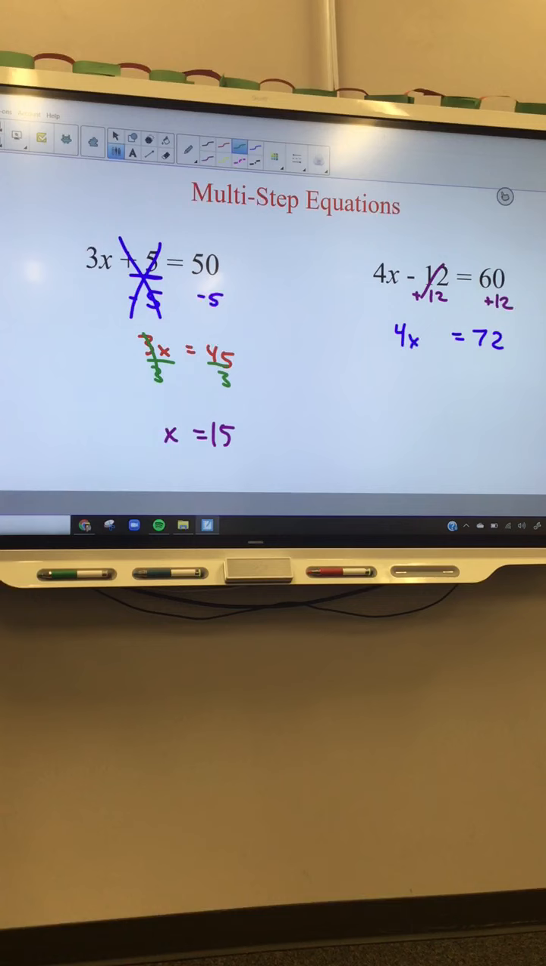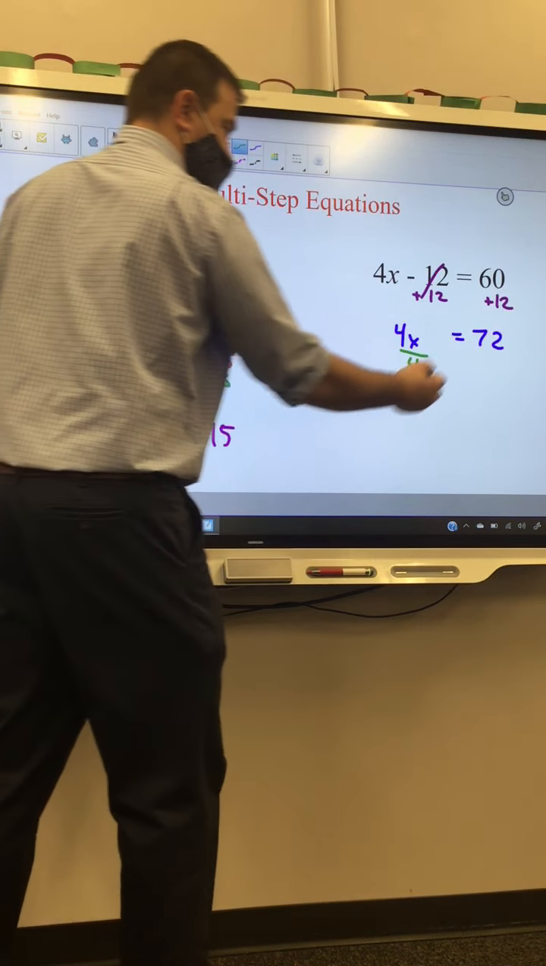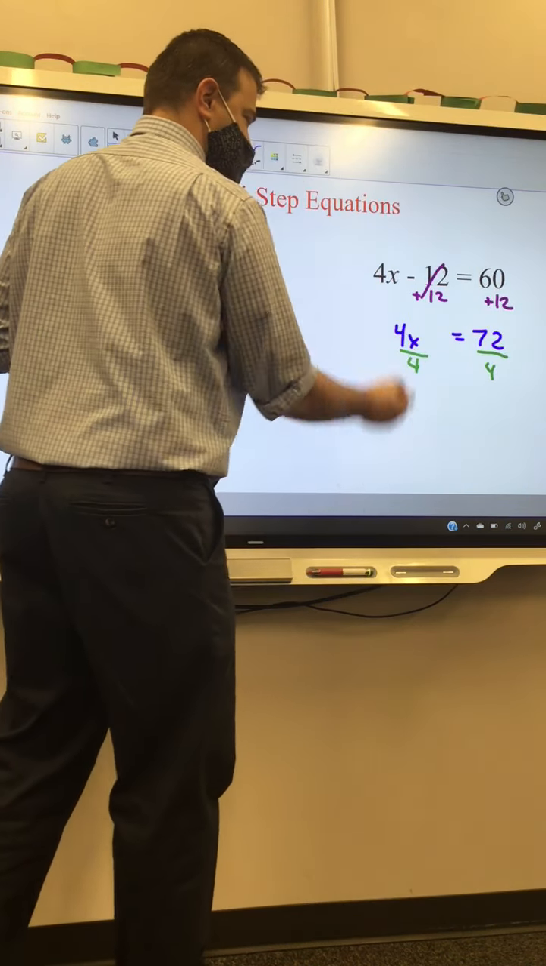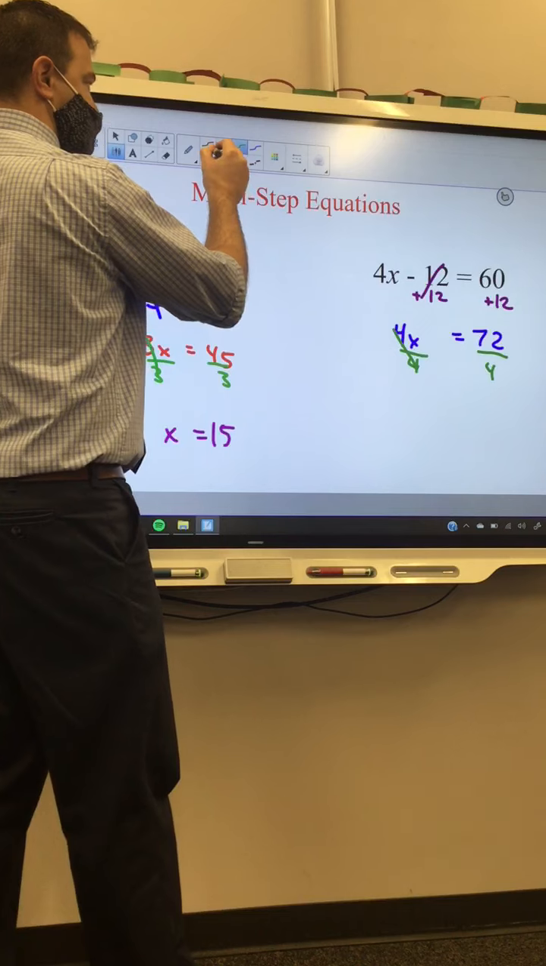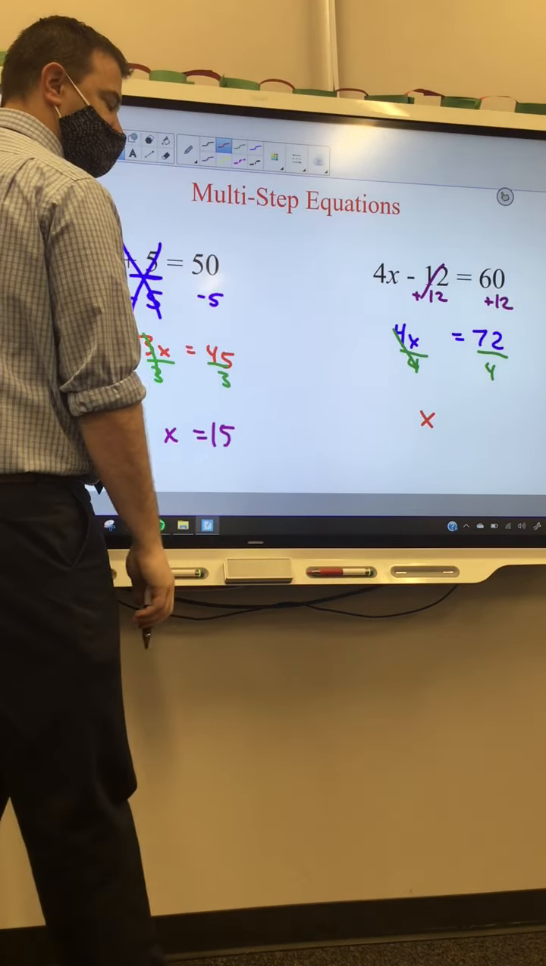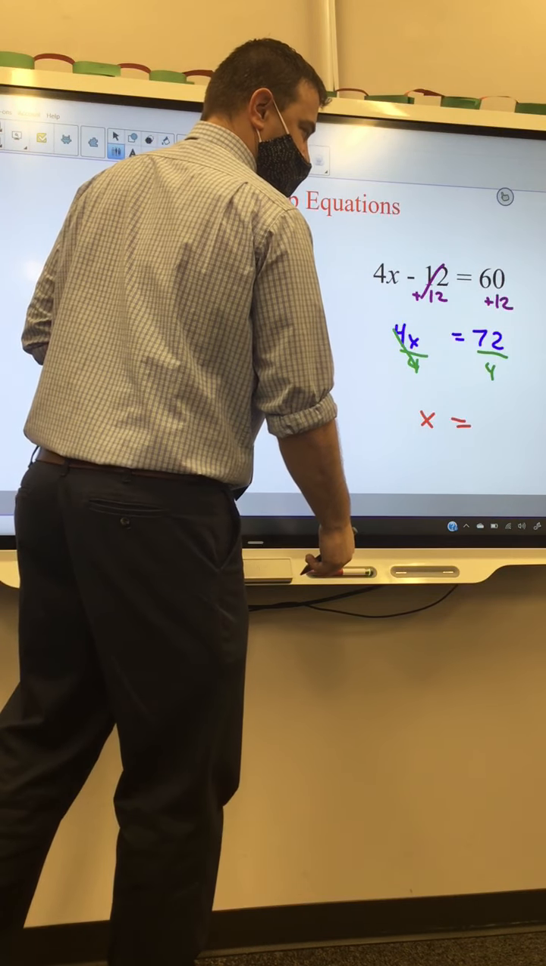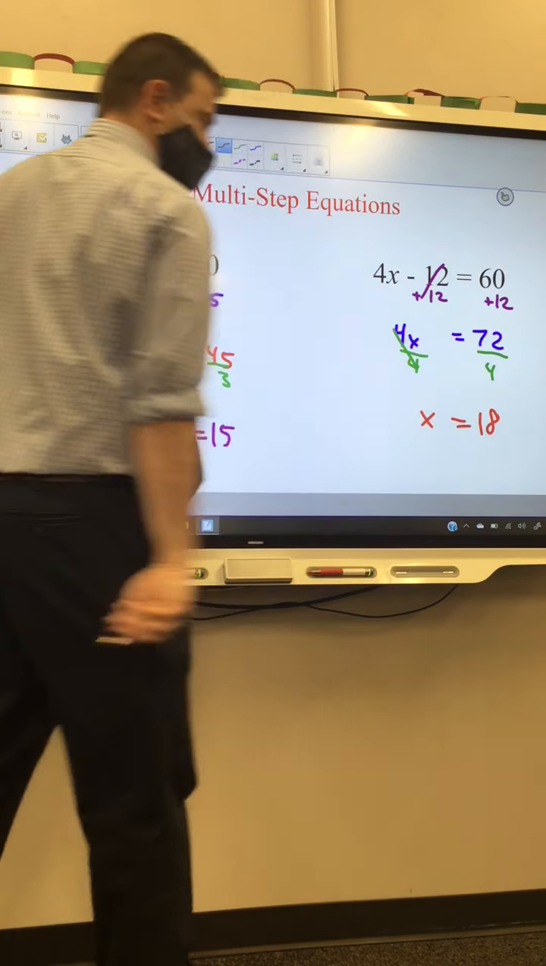What's going on, Matthew? Yeah, since it's multiplication, we have to divide by 4. I'm multiplying by 4, so to undo it, I divide by 4. Now, again, always have to do it on both sides. That's what's going to cancel out, so that my variable is all by itself. So I write my variable down, still got my equal sign. 72 divided by 4 is 18.